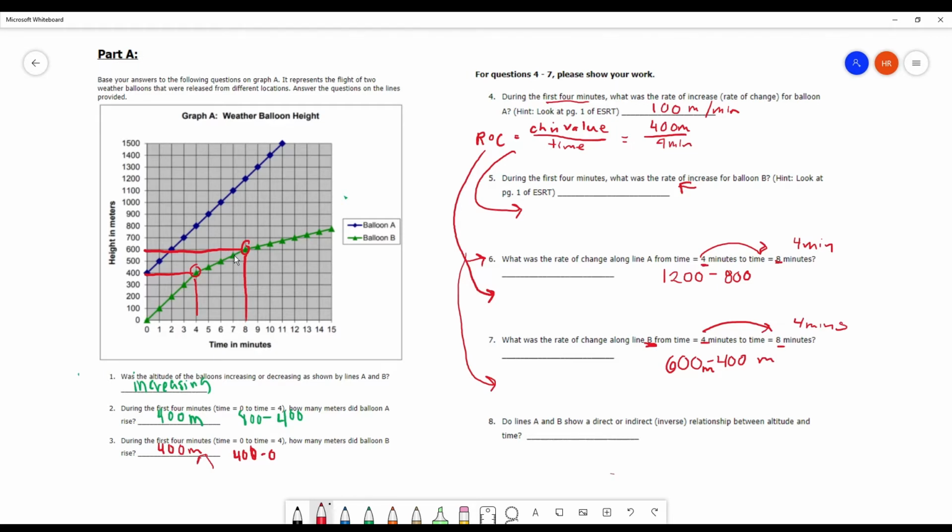And do these show direct or indirect? Remember, direct looks like this. Indirect looks like this. Which one do they look like? You can choose. All right, I think you guys have got that. I'm going to go and show you how to do part B.